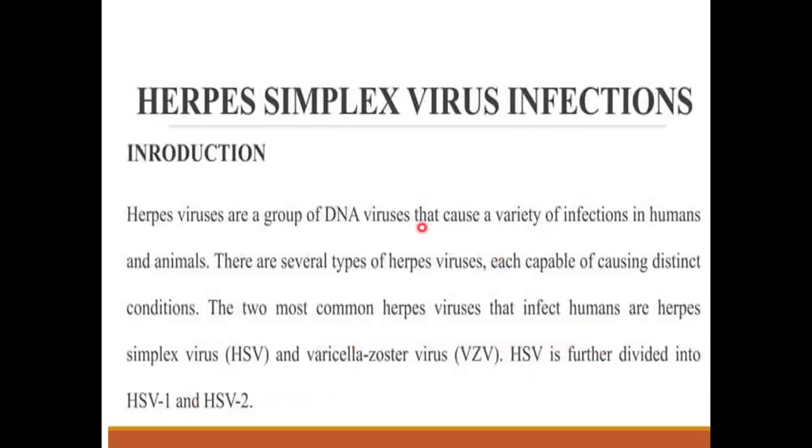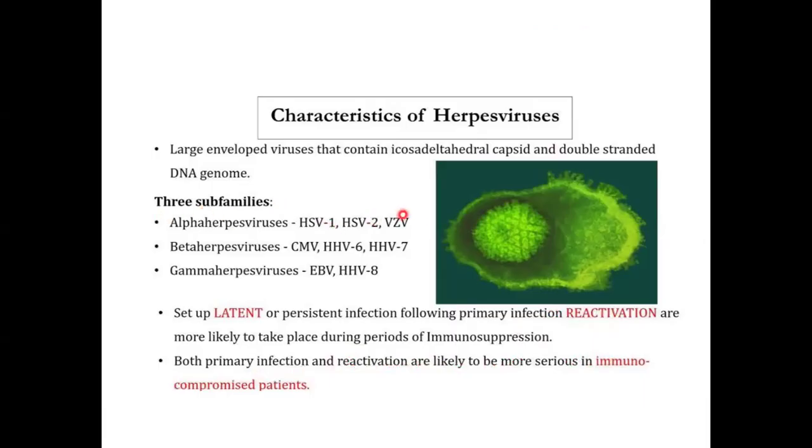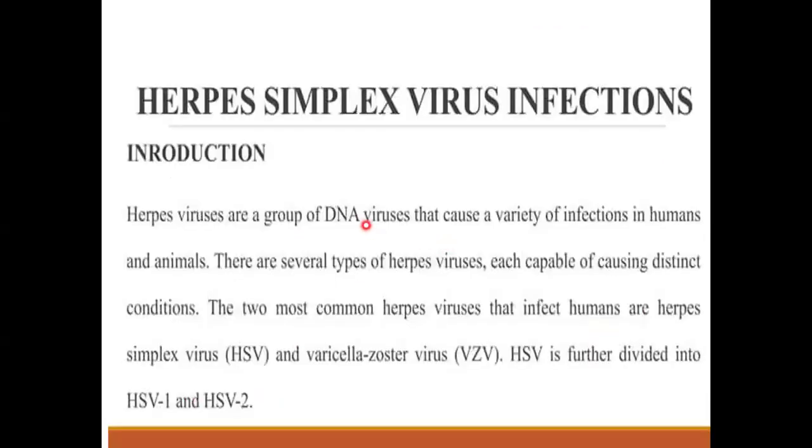Okay, so we'll be tackling mainly the alpha herpes viruses. For these, I'll just mention the high-yield things you have to know. Okay, so for herpes simplex virus infection, herpes viruses are a group of DNA viruses that cause a variety of infections in humans and animals. There are several types of herpes, each capable of causing distinct conditions. The two most common herpes viruses that infect humans are herpes simplex virus and varicella zoster. Then HSV is divided into 1 and 2.